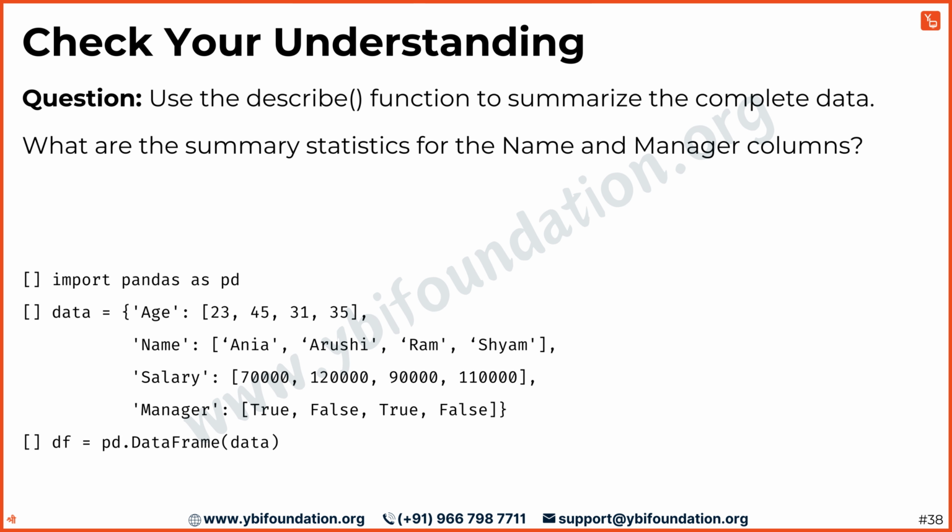In this problem, we are working with a data frame that contains columns of different data types, numerical, categorical, and Boolean. The data frame includes information on employee age, names, salary, and whether or not they are managers. Use the describe function to summarize the data. What are the summary statistics for the name and manager columns?